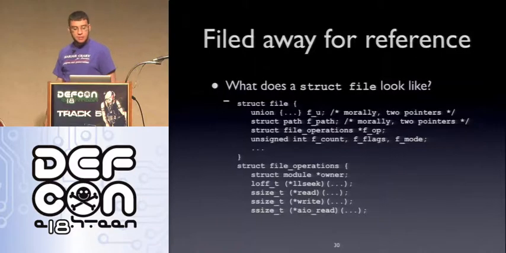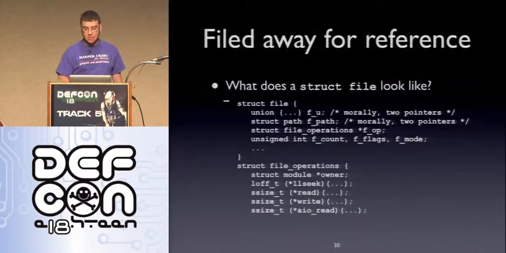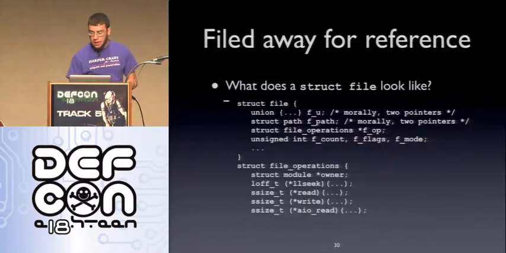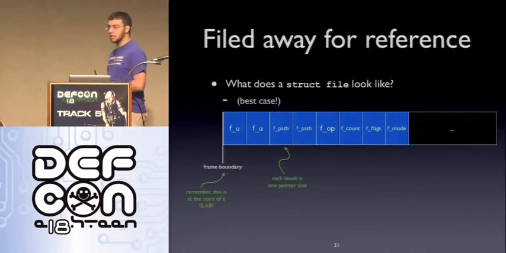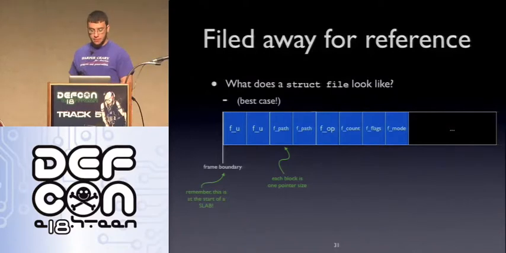Okay. So following fop is fcount, the number of times it's open, flags, some generic stuff about the file descriptor, and fmode, the mode that it was opened with, and then there's a whole bunch more after that too. But let's take a best case scenario here. By the way, why is this the best case? This is the best case because it's at the beginning of a frame boundary. It's right there, ready for us.